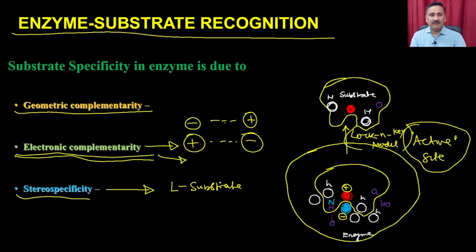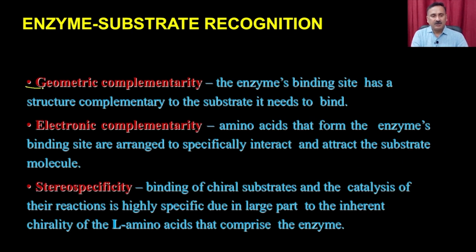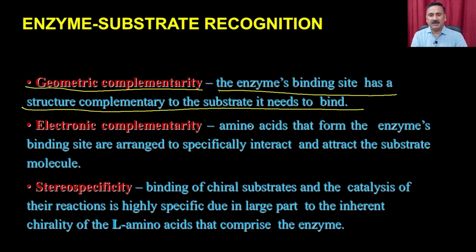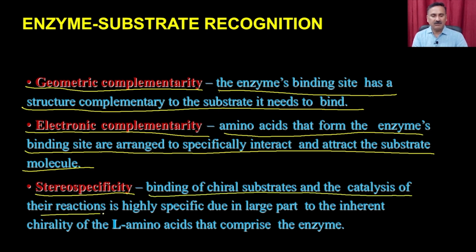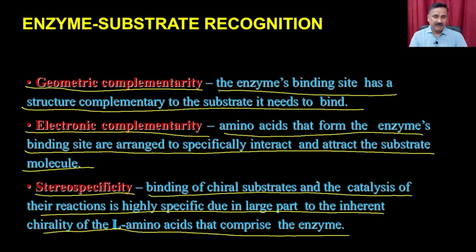So this is what I have given in the next slide. Geometric complementarity: the enzyme's binding site has a structural complementarity to the substrate it needs to bind. Then we have the electronic complementarity. So the amino acids that form the active site or the enzyme binding site are arranged to specifically interact with and attract the substrate molecules. And then we have the stereospecificity. So the binding of the chiral substrate and the catalysis of their reaction is very highly specific, due in large part to the inherent chirality of the L amino acids that comprise the enzymes.